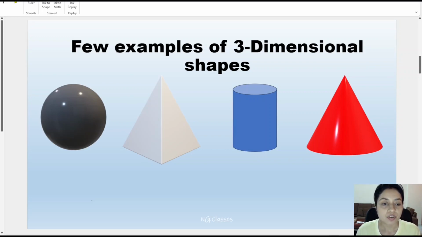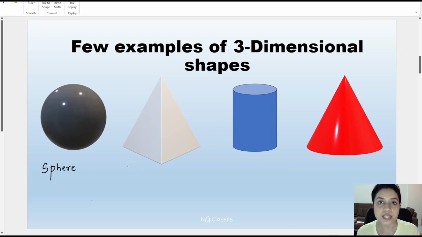Here we have our first figure. It's a ball, right? And the name of this three-dimensional shape is sphere. We have so many spherical shapes all around us. We have a spherical shape in the form of a football, or oranges are one example of a spherical shape, or a globe also, etc.